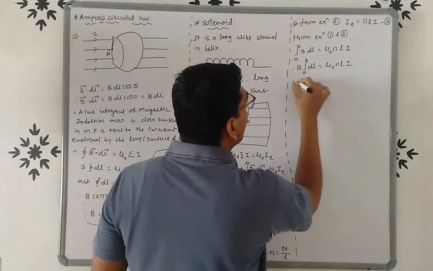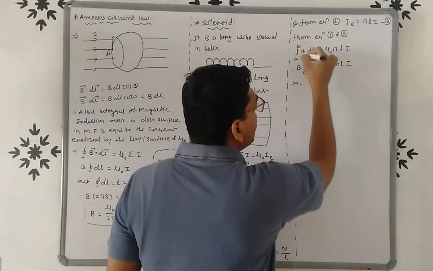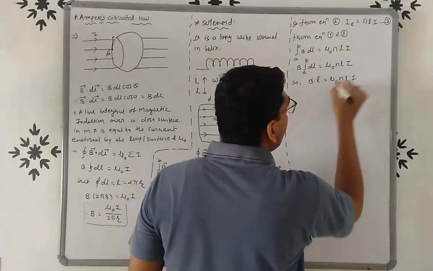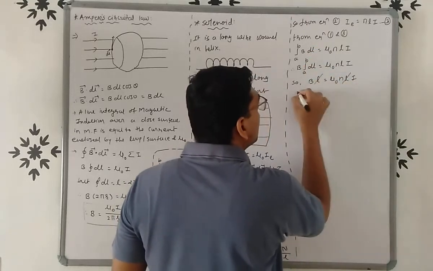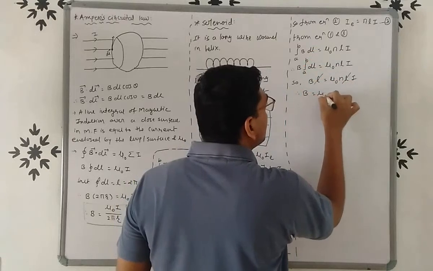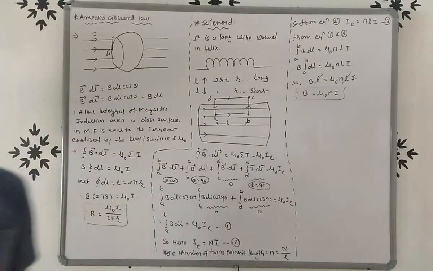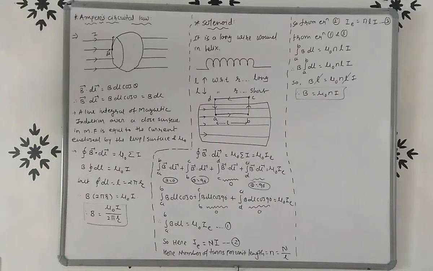So B into integration A to B dl, which is L, is equal to mu 0 n L I. So here L cancels, so we get B is equal to mu 0 n I. So the formula of magnetic field for a solenoid is B is equal to mu 0 n I. Right?